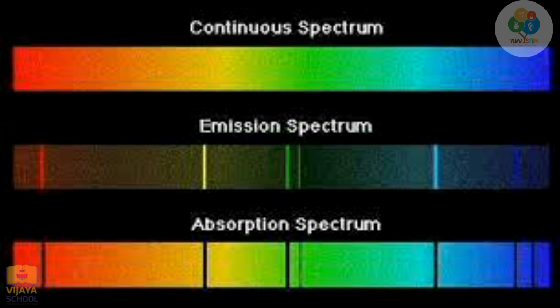There are many types of spectrum. For example, continuous emission spectrum, line emission spectrum, absorption spectrum. But Raman spectroscope detects line emission spectrum and absorption spectrum.